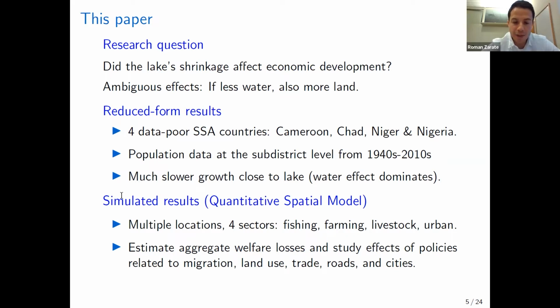And then we're going to build a quantitative spatial model that is going to have multiple locations and 4 different sectors: fishing, farming, livestock, and an urban sector, to estimate the aggregate welfare losses because of the shrinkage of the lake, and at the same time to study the effect of different policy interventions and how much they can mitigate the negative effects of the lake. And these policies are related to migration, land use, trade, roads, and cities.